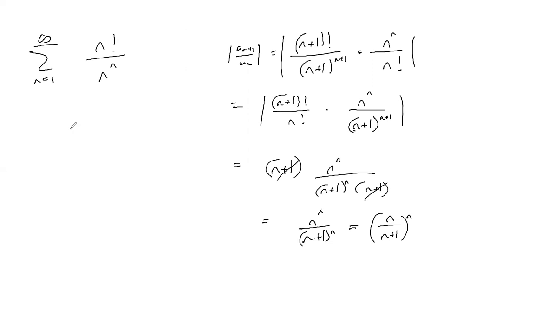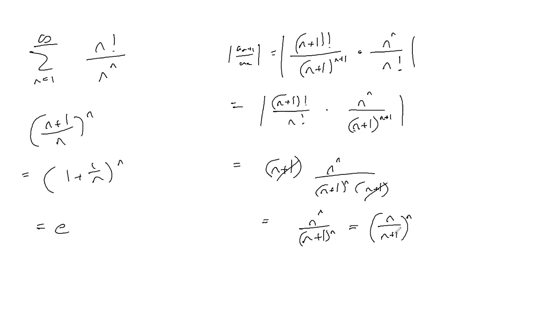This one's a bit tricky. What if I had it flipped upside down? What if instead of n over n plus 1, I had n plus 1 over n to the power n, which I could rewrite as 1 plus 1 over n to the power n. Does this limit look familiar? You might remember it from earlier in the semester. I said this is an important limit. This is equal to the number e.